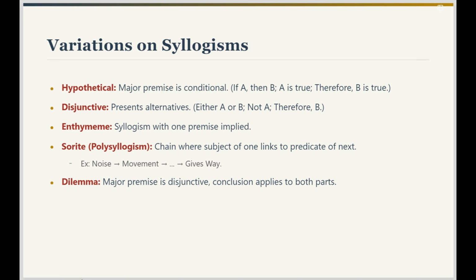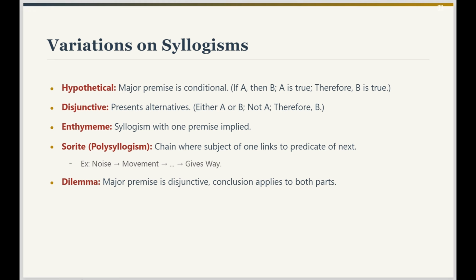Hypothetical syllogisms start with an if-then statement. If it rains, the ground gets wet. It is raining, therefore the ground is wet. Disjunctive syllogisms offer alternatives: either it's a dog or a cat. It's not a dog, therefore it's a cat. Crucially, the alternatives must be exhaustive.